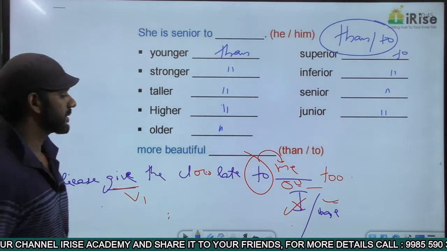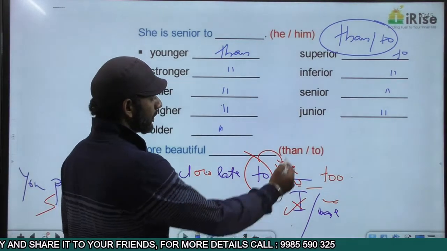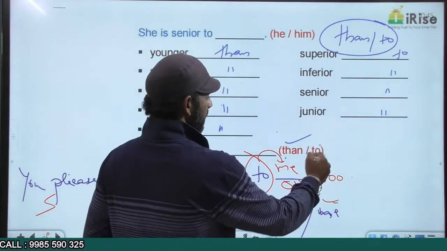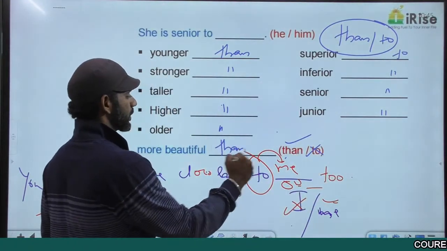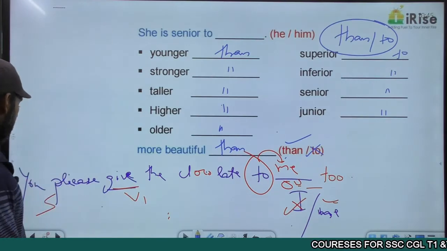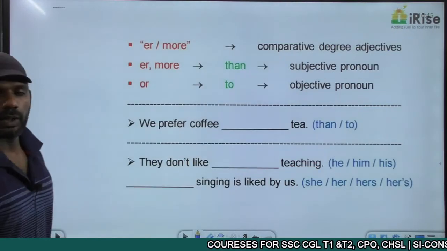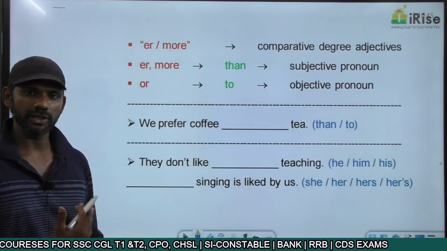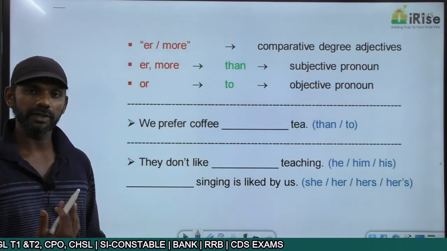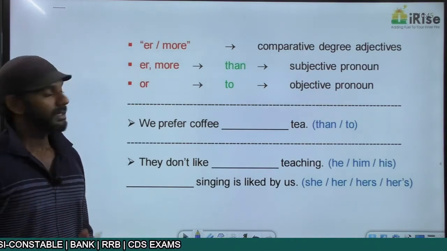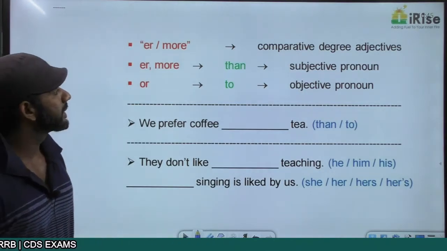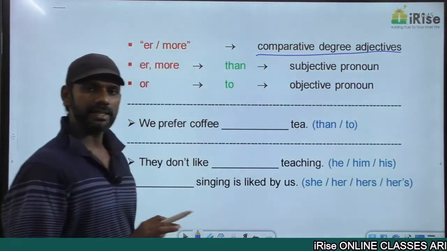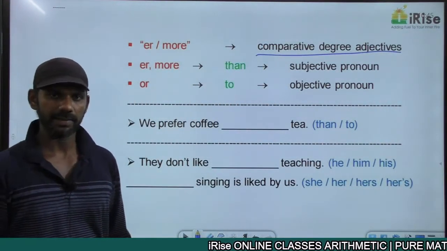More beautiful, options are than or to. More beautiful than is a correct usage. More beautiful to is a wrong usage. It is more beautiful than. Now the rule is this. Now ER words are more words. ER words means stronger, taller, sharper. More words means more beautiful, more handsome, more intelligent. ER words and more words are termed as comparative degree adjectives. We'll discuss adjectives next.